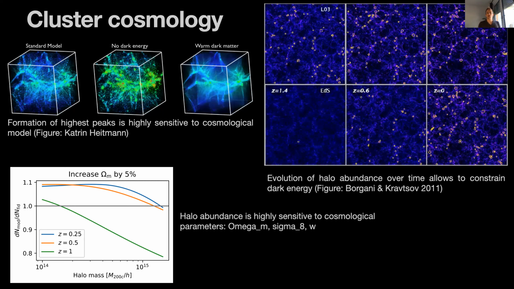And especially if you look at massive dark matter halos, which are the brightest points in these panels, you see by eye that by looking at the abundance of such halos, you should be able to learn about the cosmological model.